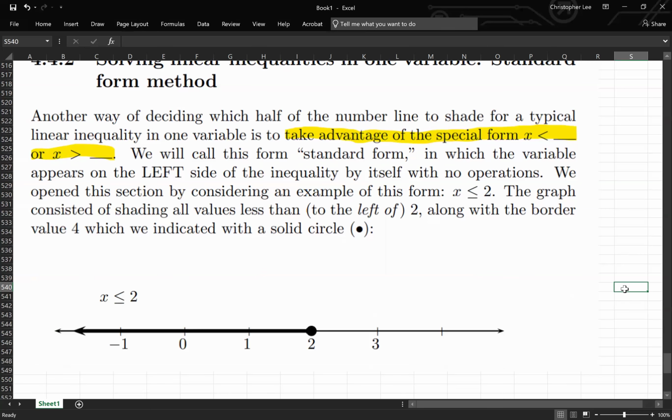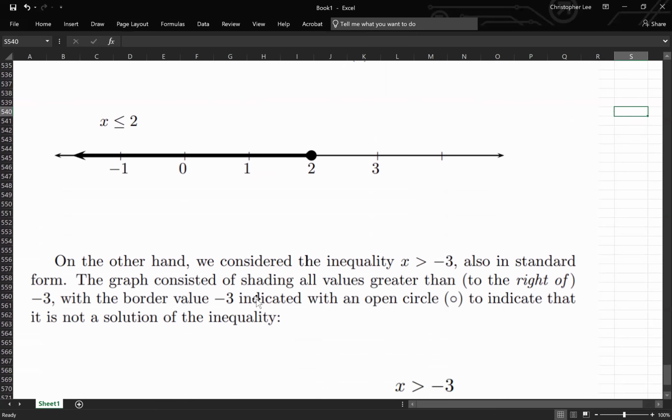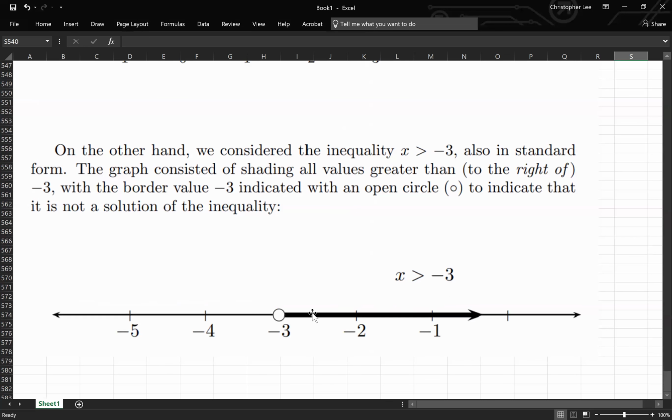So let's look over here. X is less than or equal to 2. Solid circle at 2, shaded to the left. On the other hand, we considered the inequality x is greater than -3, also in standard form. The graph consisted of shading all the values greater than, or to the right of, -3, with the border value -3 indicated with an open circle to indicate that it is not a solution of the inequality. So x greater than -3, open circle at -3, shaded to the right.